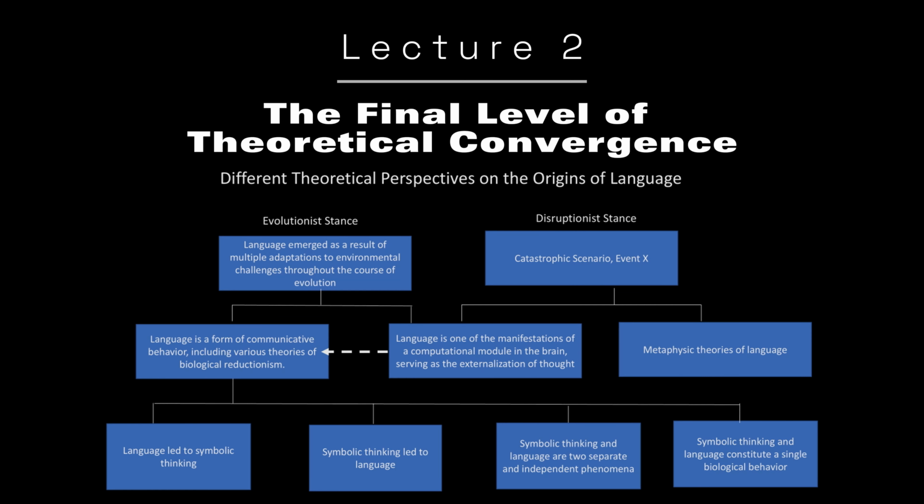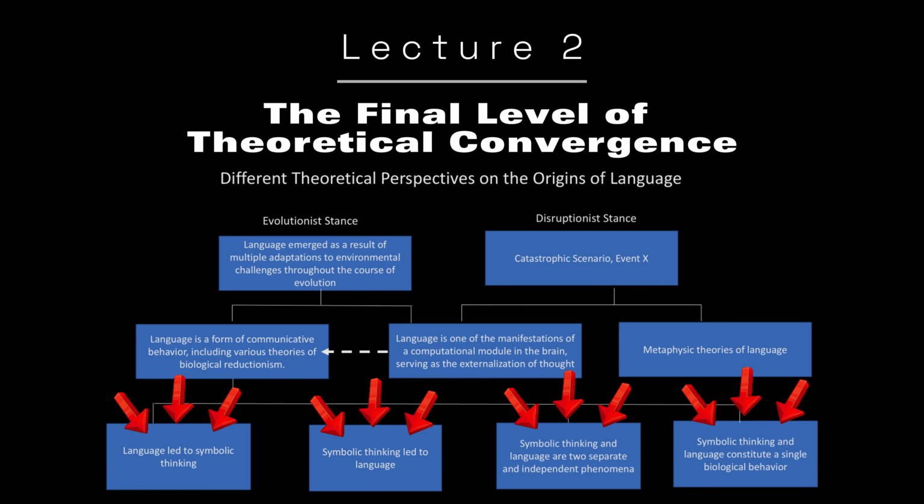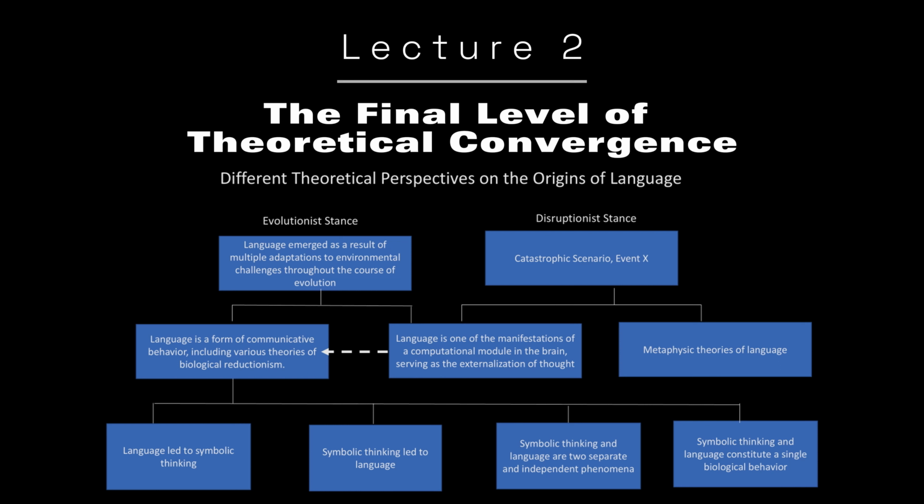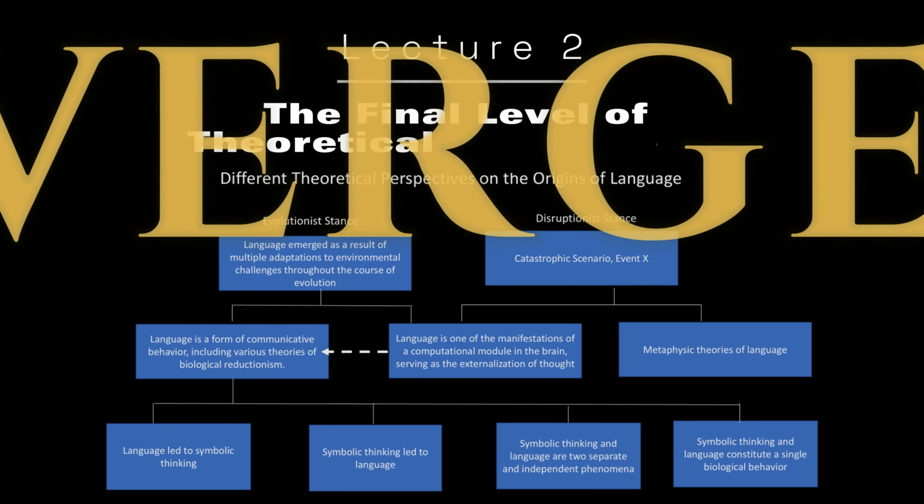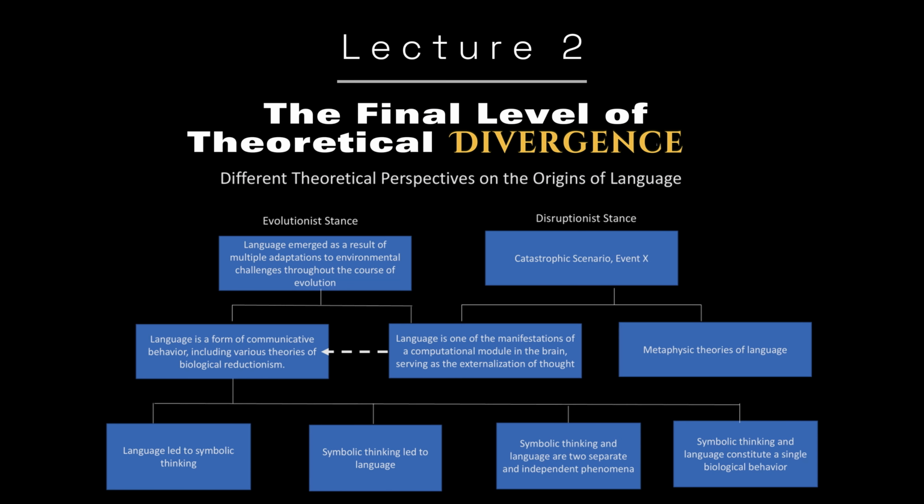Upon examining the lowest level of our diagram, we see that A. Regardless of initial disagreements, serious scientists ultimately agree that some form of evolutionary process was responsible for the emergence of language. B. However, significant divergences remain regarding how symbolic thinking relates to the human capacity for speech. There are 4 primary theoretical positions on this issue.